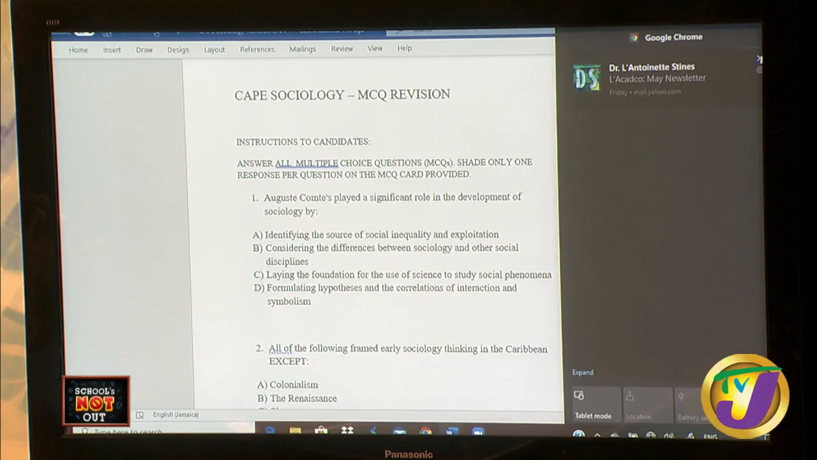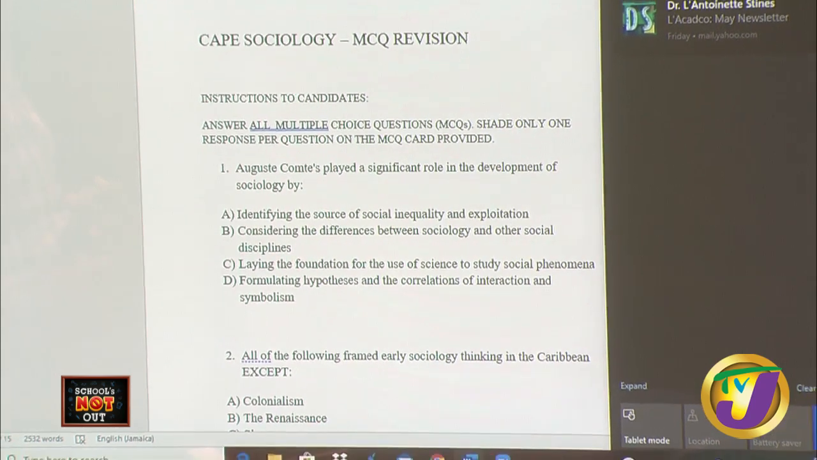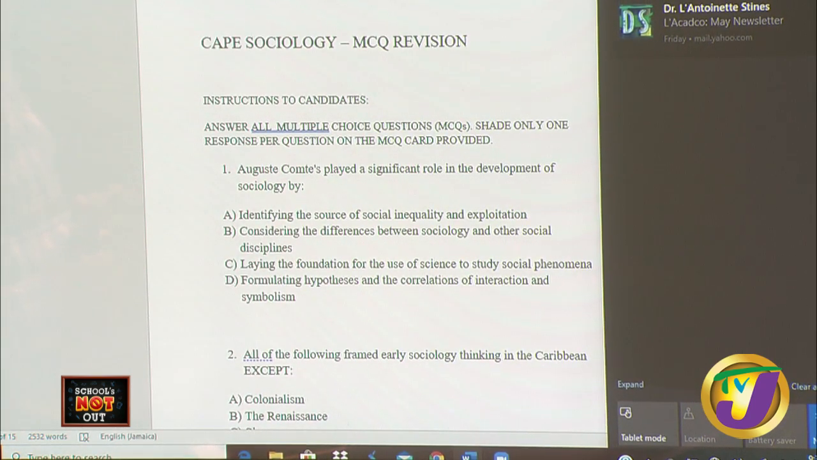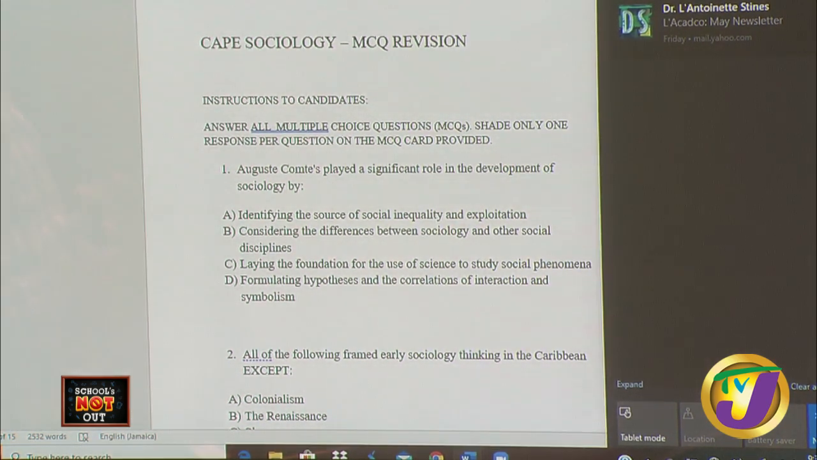So here we are, we're starting with question 1. Auguste Comte played a significant role in the development of sociology. This one we're dealing with the first part of sociology, where we are looking at how sociology started, who were the first movers and shakers as far as when sociology was starting as a discipline. A, by identifying the sources of social inequality and exploitation. B, considering the differences between sociology and other social disciplines. C, laying the foundation for the use of science to study social phenomena. And D, formulating a hypothesis on the correlation of interaction and symbolism.